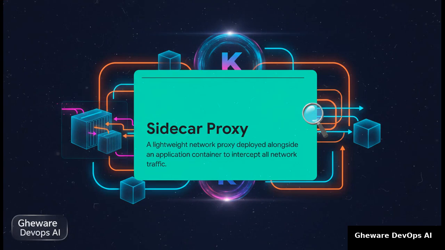So a service mesh works by automatically injecting a tiny little network proxy, called a sidecar, right next to each of your application containers inside the pod. This little proxy intercepts all the incoming and outgoing network traffic. And the best part? Your application doesn't even know it's there.